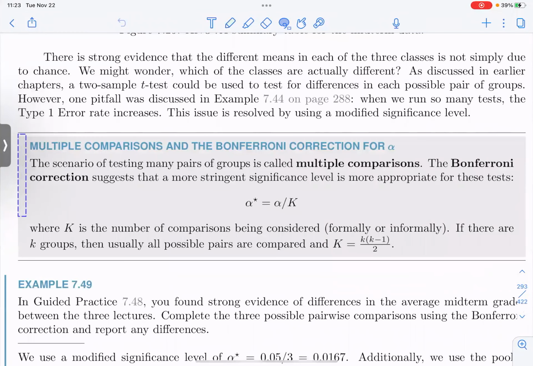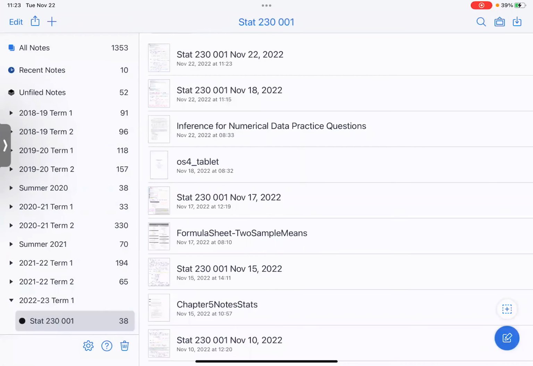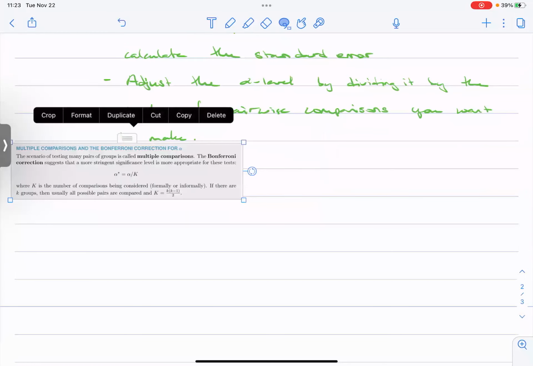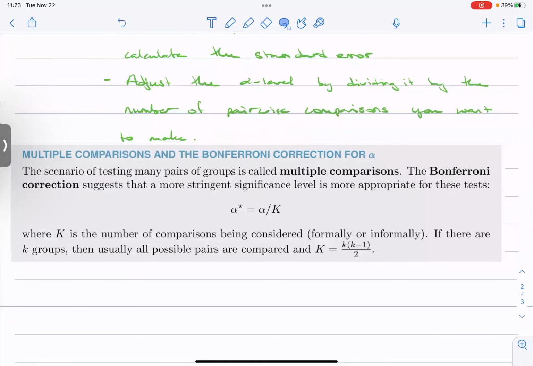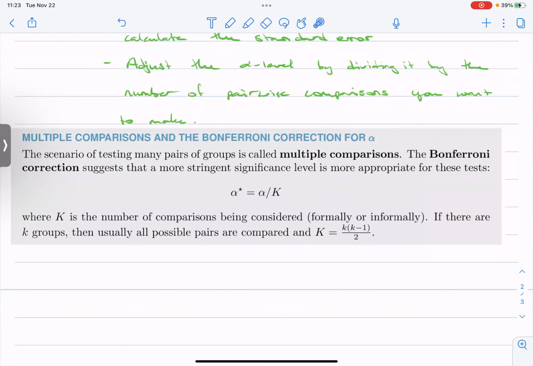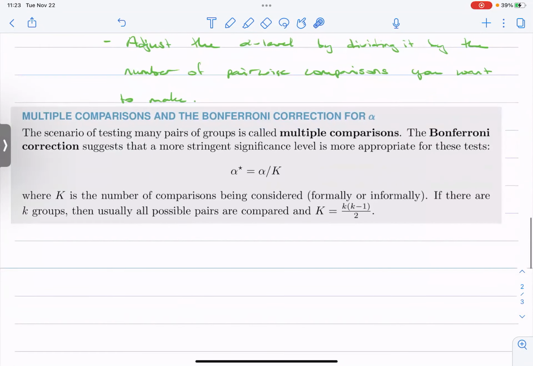Kind of a cute name, I think it's a fun name. We're going to use the Bonferroni correction. Bonferroni. It kind of sounds like a cutesy swear word. Bonferroni. So if you're doing multiple comparisons, which is what we're doing, the scenario of testing many pairs of groups is called multiple comparisons.